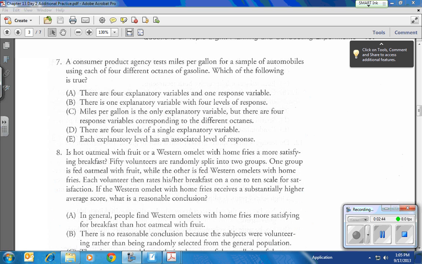Okay, so there's a lot of intricate wording here, and a lot of them seem right. Now we're using 4 different octanes of gasoline, right? What is an explanatory variable? Have you used that word yet? Response variable. We've used response variable, right? Okay. You can think of response variable as a y value. Explanatory variable is like an x value.